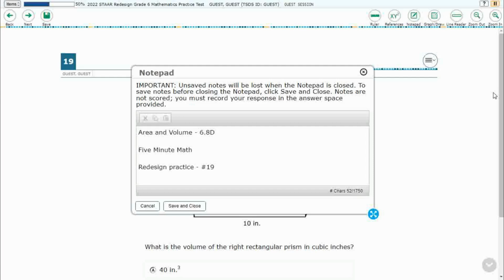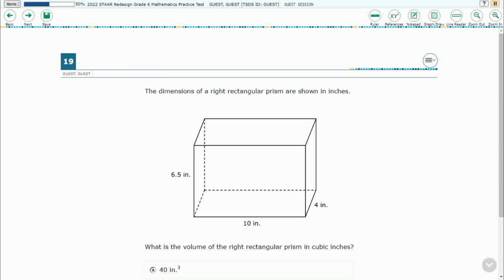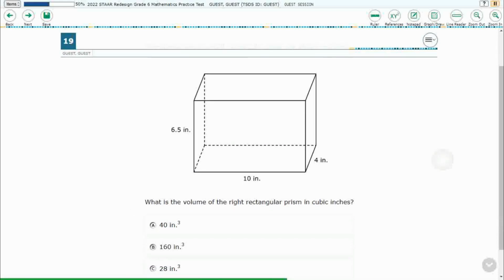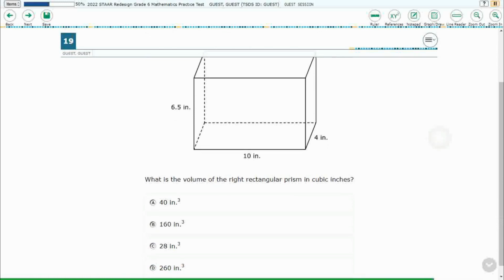Today we are looking at the 6th grade concept of area and volume. This is standard 6.8D in the great state of Texas, and we are using item number 19 of the Redesign Practice Online STAAR test. If you haven't done so already, please go ahead and take a moment to pause the video, work this problem out on your own, unpause it, and we will look at our answers together.